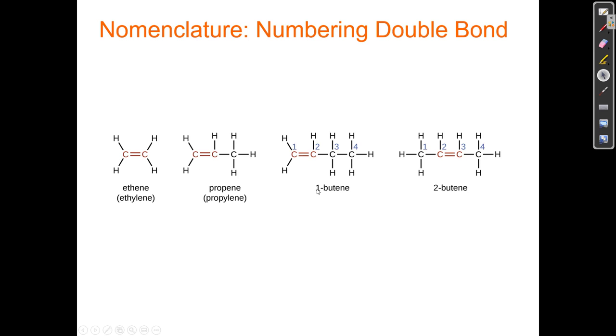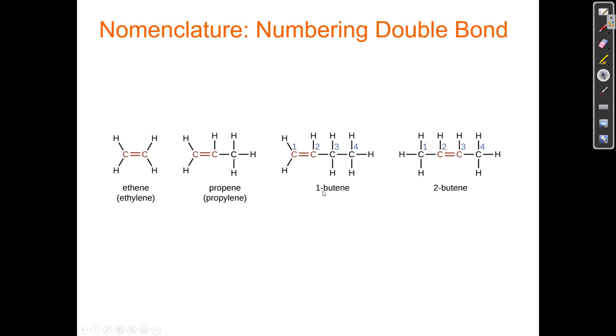This one called 1-butene, where the double bond starts at carbon 1, and this one called 2-butene, where the double bond starts at carbon 2. So a bond between carbon 2 and 3 is going to get the number 2. A bond between the numbers 3 and 4 would get the number 3. A bond between 1 and 2 gets the number 1.